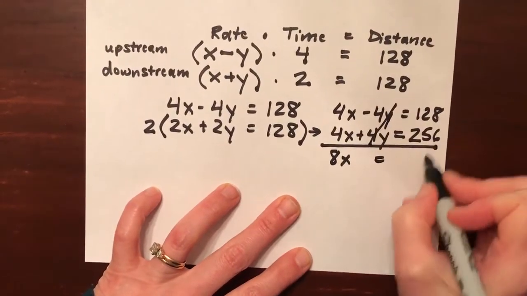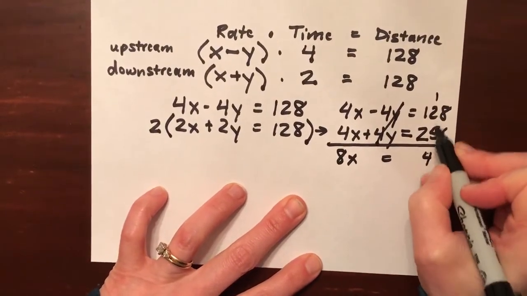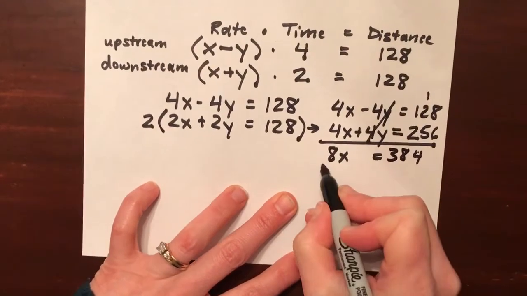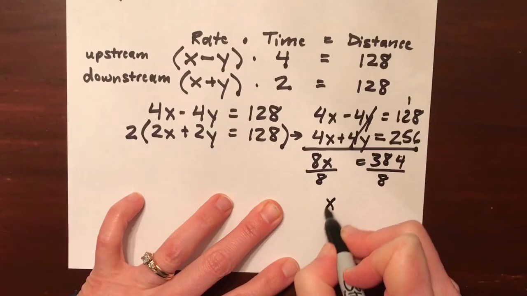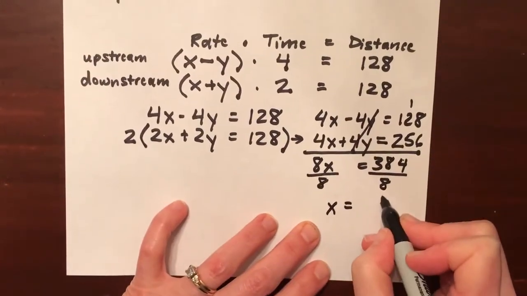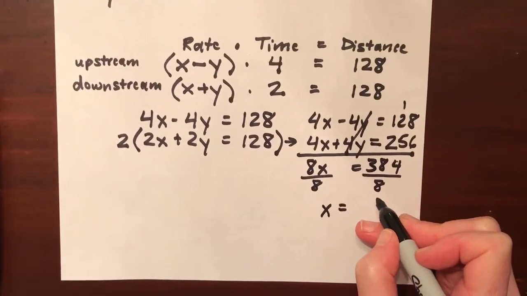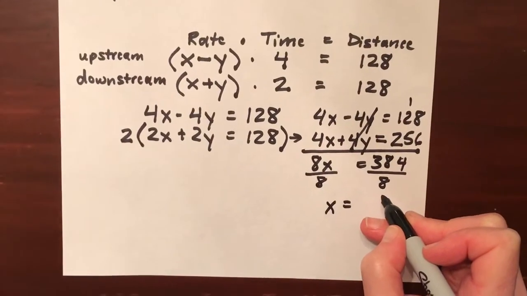So that equals, let's see, 128 plus 256, which is 384. And so I'm dividing both sides of my equation by 8. And so x equals, let's see, 384 divided by 8 is 48.